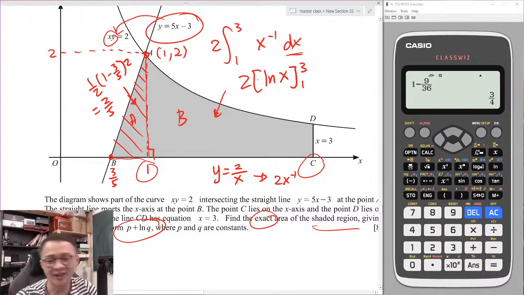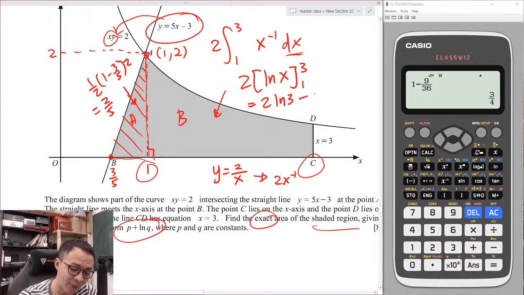A lot of students might ask me, how do I know it's ln x? Because the integration law tells you that whenever you integrate, you do the power plus 1. After you add 1, you realize the power is 0. That means you need to do ln x. You can see this is negative 1; if I do power plus 1, negative 1 plus 1, I get 0. Whenever I get 0, I know I need to use ln x. Just to give you some idea. So over here is 2 ln 3 minus ln 1. Because ln 1 itself is 0, it's just 2 ln 3.